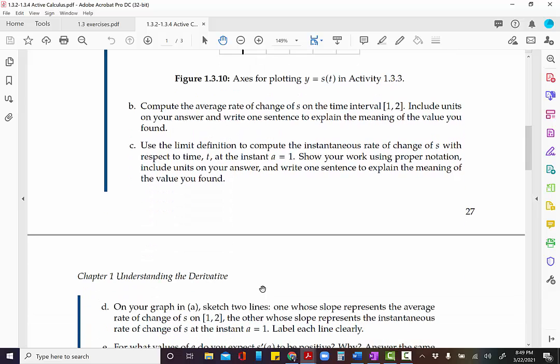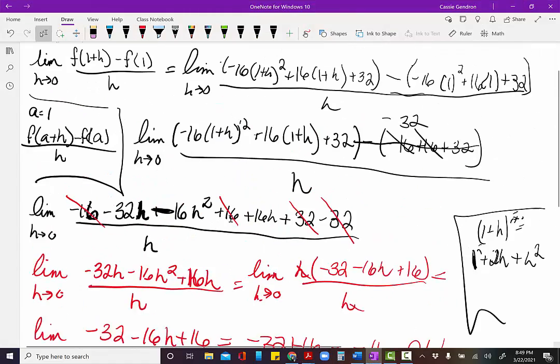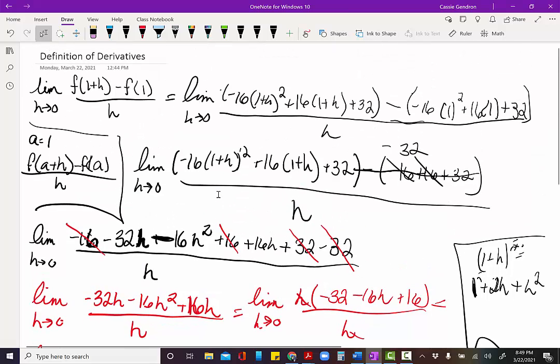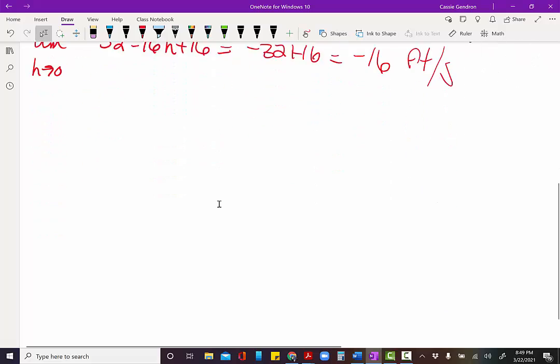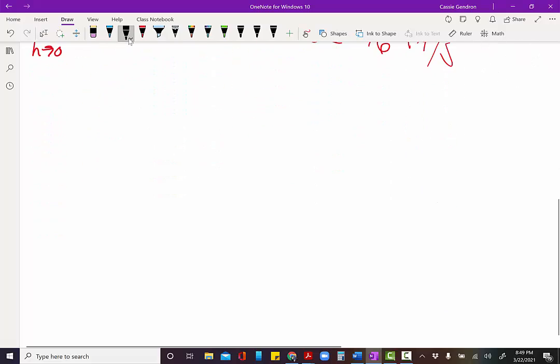Now, part C is a lot of work. It says use the limit definition to compute the instantaneous rate of change of S with respect to time t at instant a equals 1. Show your work using proper notation, include units on your answer, and write one sentence to explain the meaning of the value you found. So that is a heavy question. I've already done this out, but I'm going to take you through this math again. If you are confident in this algebra, you can tune out, but I'm going to go through it.